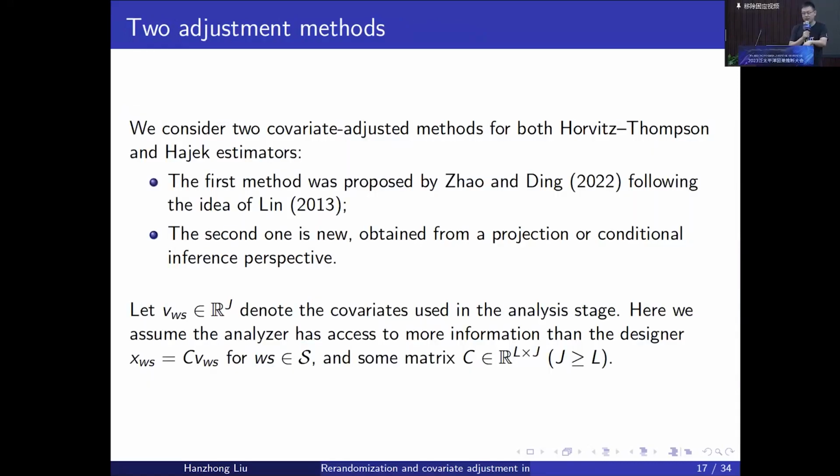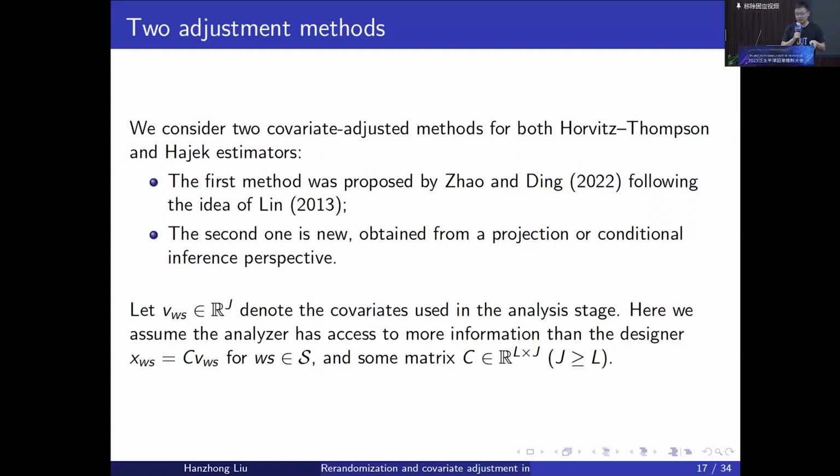So far, we considered using re-randomization to balance covariates at the design stage. Alternatively, we can also adjust the covariate imbalance in the analysis stage. We consider two covariate adjustment methods for both the Horvitz-Thompson and Hajek estimators. The first strategy uses the regression formula proposed by Zhao and Ding following the idea of Lin. And the second one is a new method, which is obtained from a projection or conditional inference perspective.